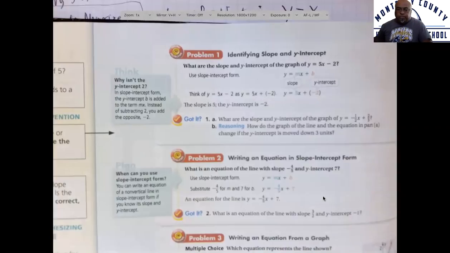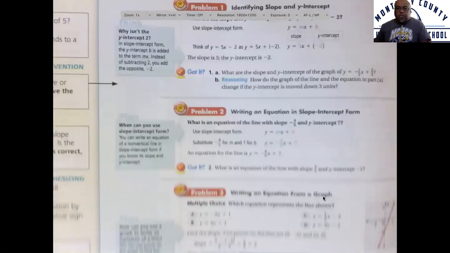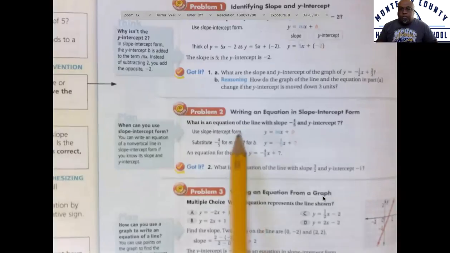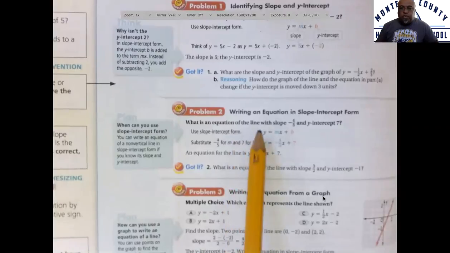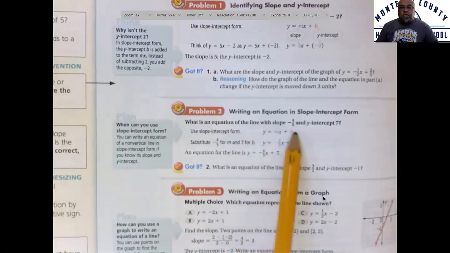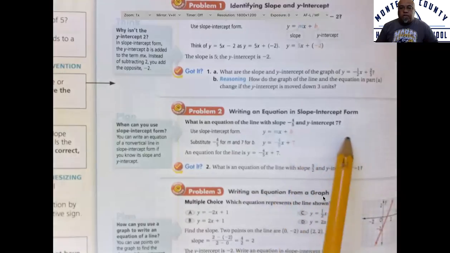Well, what if the equation is not written? How would you do it? So in problem 2, it says writing an equation in slope-intercept form. So let's say this is what you know about the line. This is the given information. You know that the slope is -4/5 and that the y-intercept is 7.